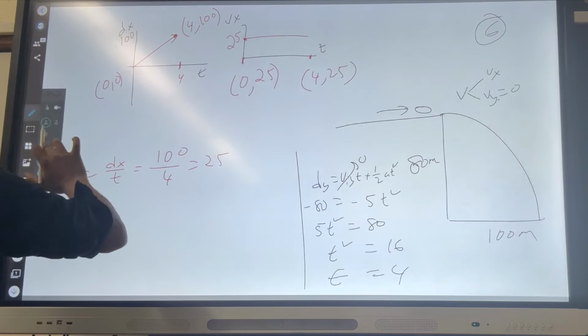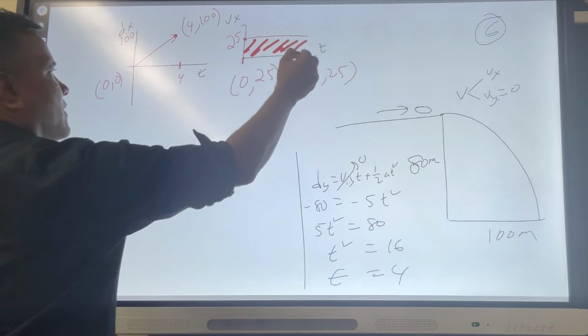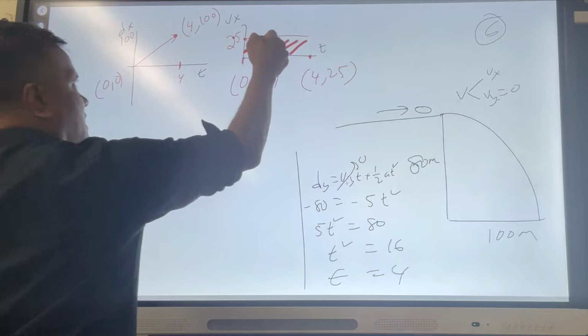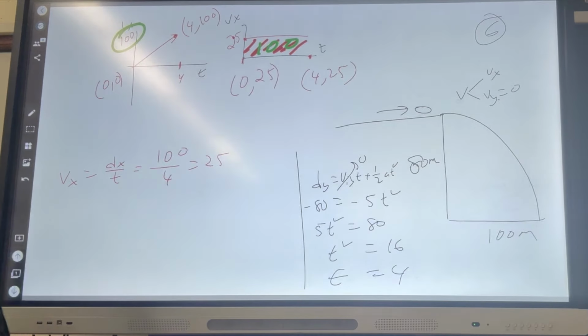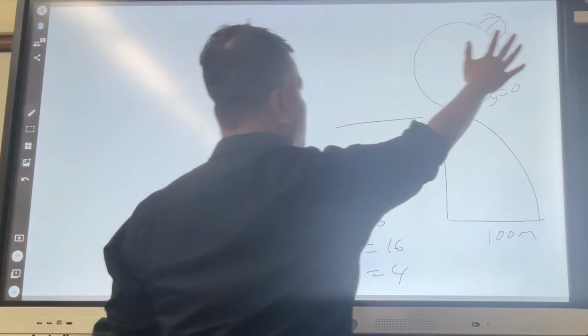Again, don't forget area under the curve, because that's the most important thing. So you have 4 times 25, so this must be 100. And that is 100, of course. All right, so that was question number 6. For 7, what can we think of?